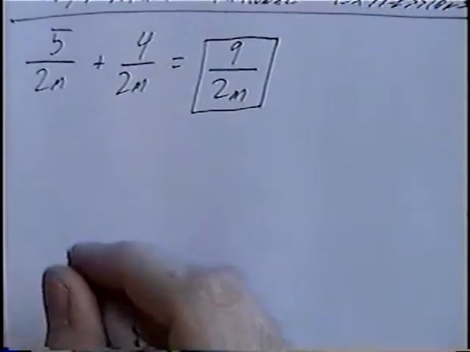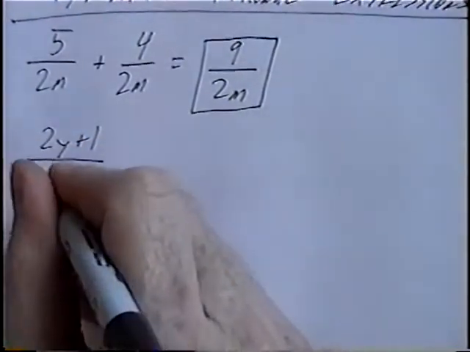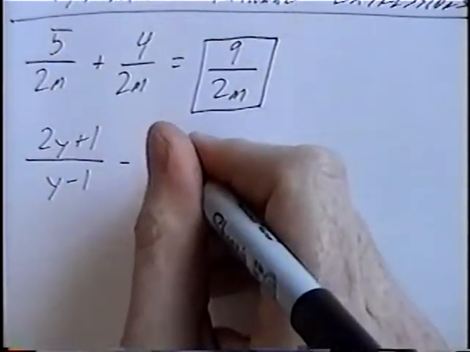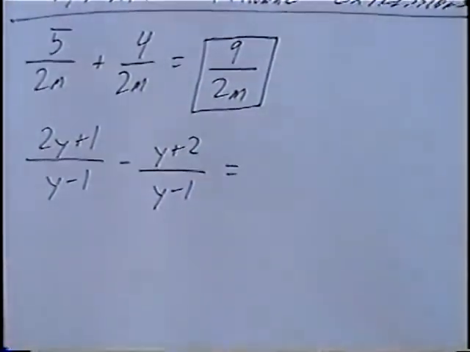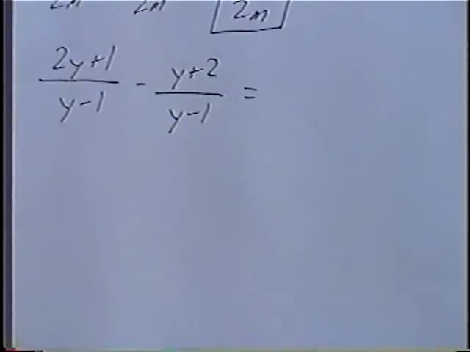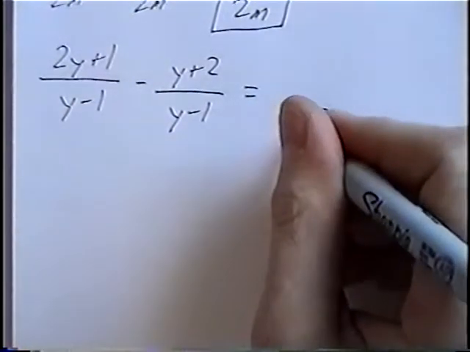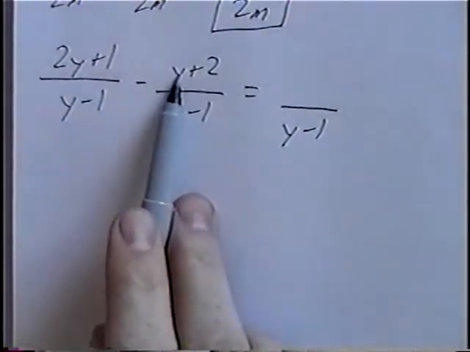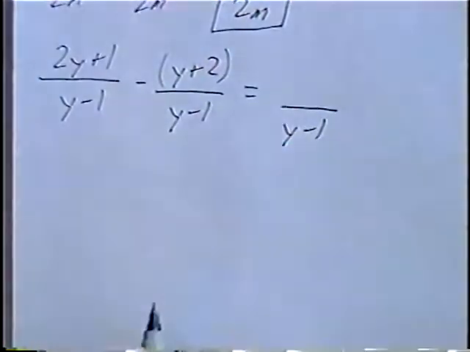Last question for the section is 2y plus 1 divided by y minus 1, minus y plus 2 divided by y minus 1. Again, both fractions have the same denominator, y minus 1, so that will stay the same in our answer. For the numerator, we want to combine like terms. We have 2y and y. Keep in mind we're subtracting. It's a good idea to put parentheses around the second fraction.